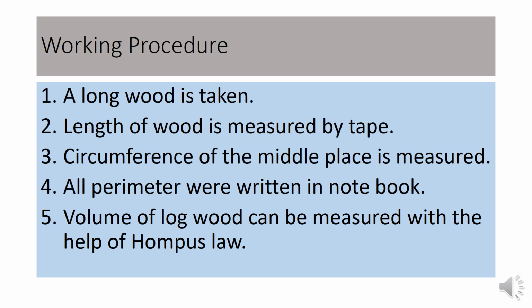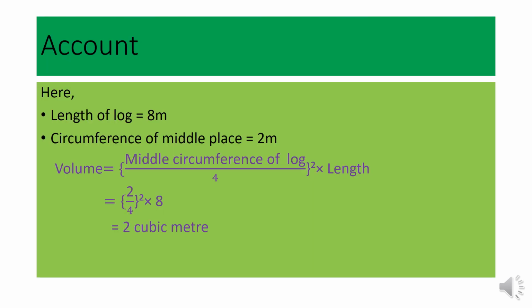Working procedure. For determining the wood log volume, firstly a long wood is taken and the length of the wood is measured by measuring tape. Then the circumference of the middle place is measured. If the length and circumference of the wood are known, then the volume may be easily calculated. All parameters are written in a notebook. Then the volume of the log wood is measured with the help of Hoppus law. Here are the calculations.